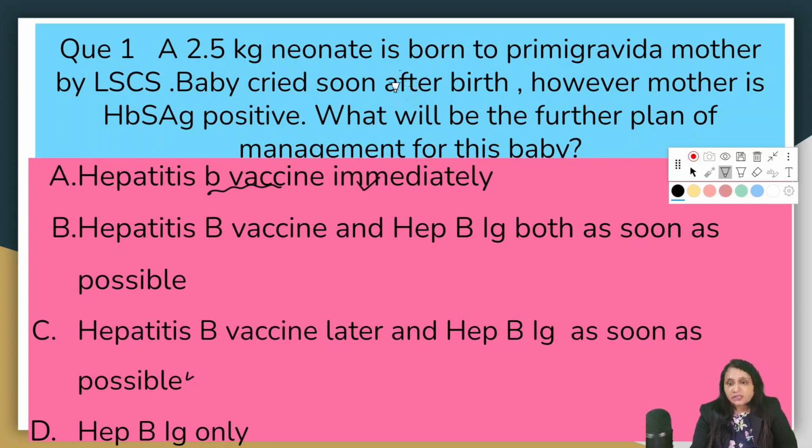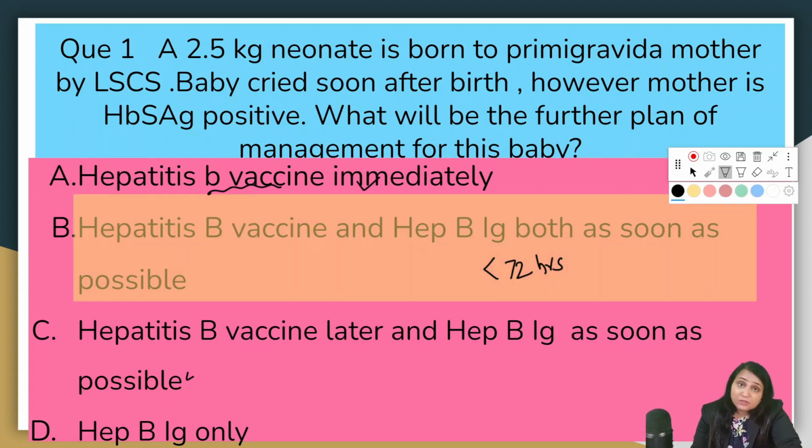In this scenario where the baby is born to an HBsAg positive mother, we have to give protection against hepatitis B both ways. Passive antibodies, that is hepatitis B immunoglobulin, as soon as possible, preferably less than 72 hours of the delivery, as well as hepatitis B vaccine also to be given to provide active immunity for this child in the future. Correct answer is option B, hepatitis B vaccine as well as hepatitis B immunoglobulin as soon as possible.